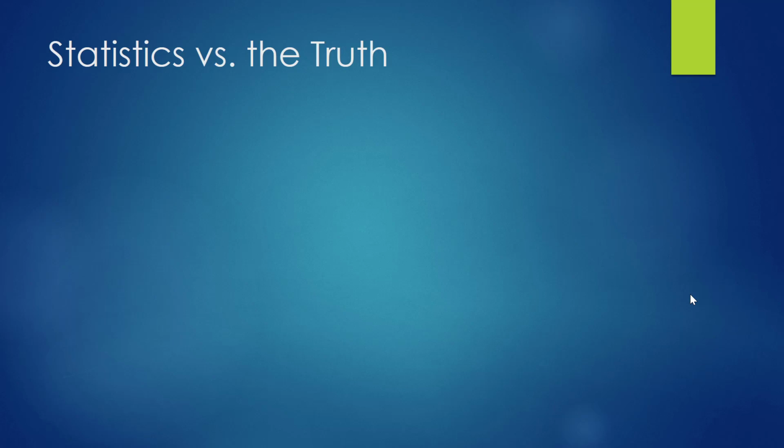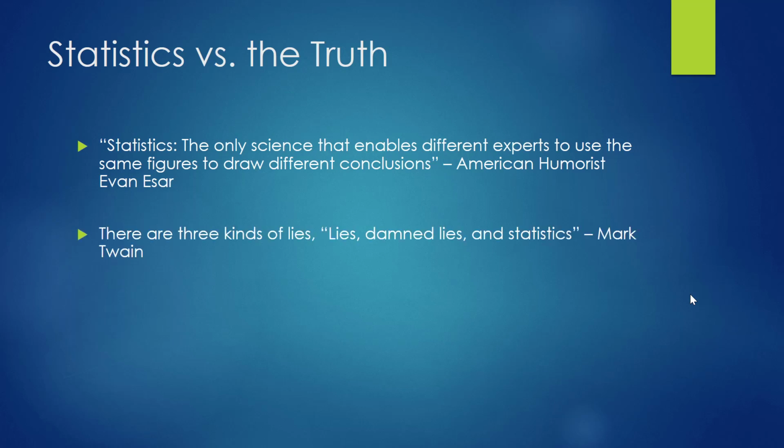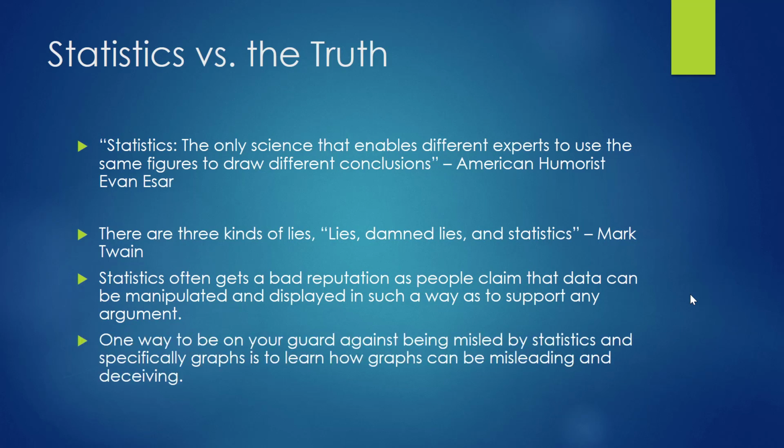Statistics versus the truth. There are many famous quotes that talk about the relative accuracy of statistics. American humorist Evan S.R. says that statistics is the only science that enables different experts to use the same figures to draw different conclusions. Mark Twain famously said, "There are three kinds of lies: lies, damned lies, and statistics." Statistics often gets a bad reputation as people claim that data can be manipulated and displayed in such a way as to support any argument.